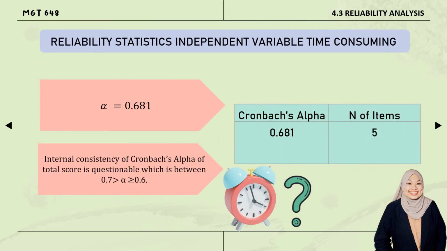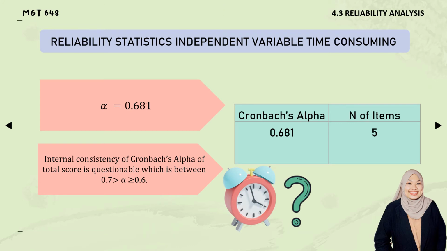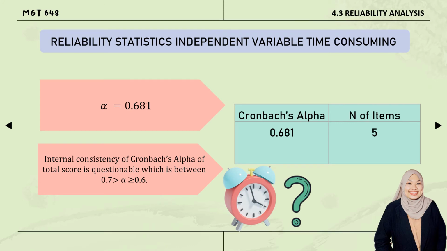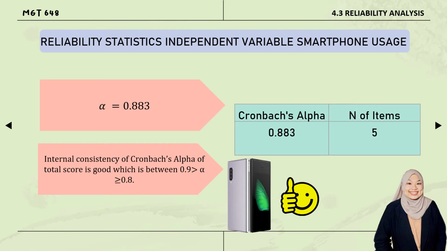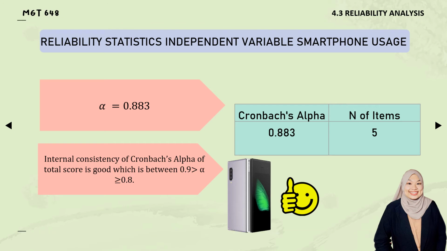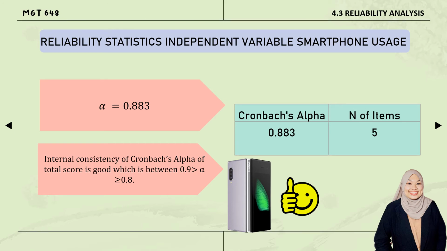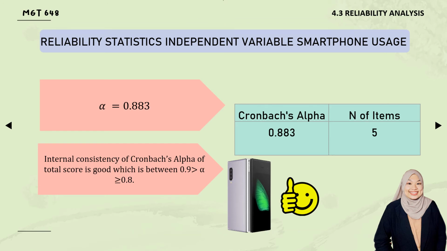We move on to reliability statistics for the independent variable of time consuming. The score of Cronbach's alpha is 0.681. This shows the internal consistency of the total score is questionable, which is between 0.7 to 0.6. Next, the reliability statistics for the independent variable of smartphone usage. The score of Cronbach's alpha is 0.883. This shows the internal consistency of the total score is good, which is between 0.9 to 0.8.